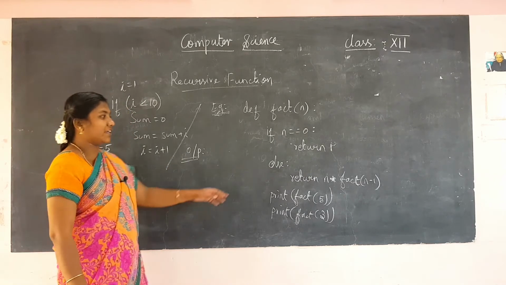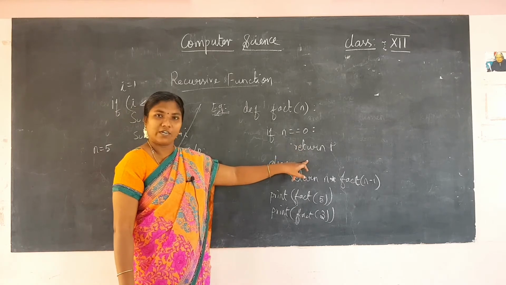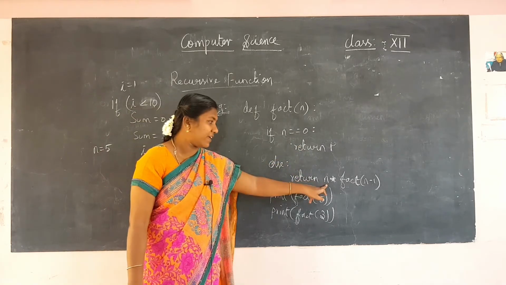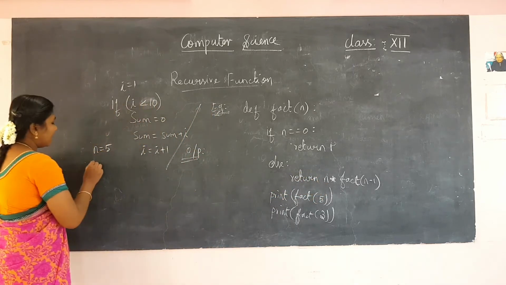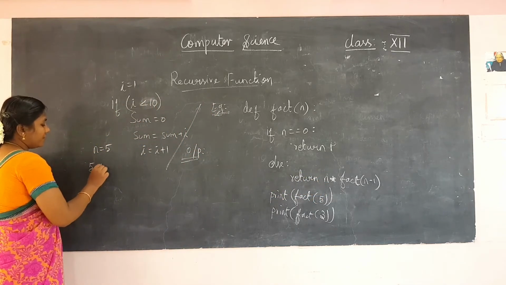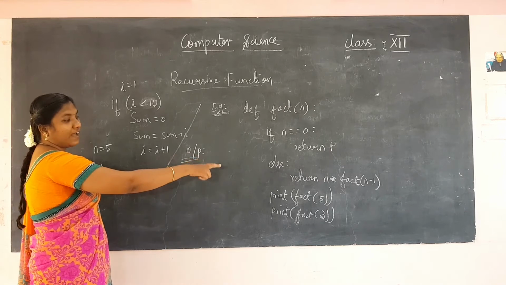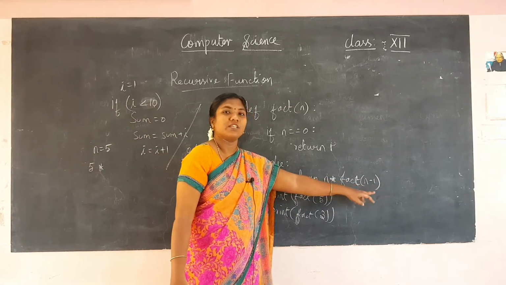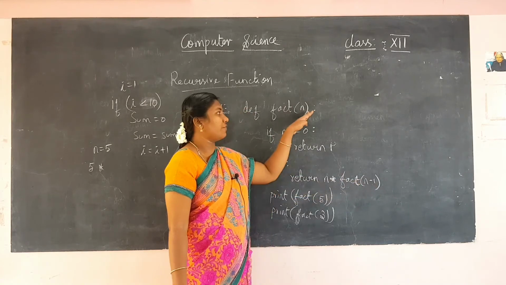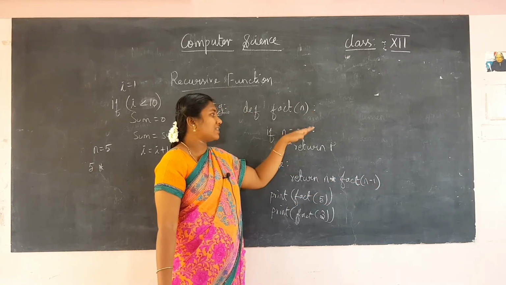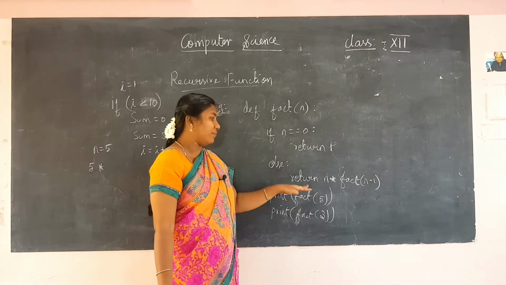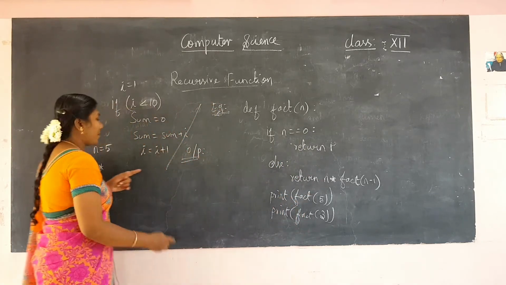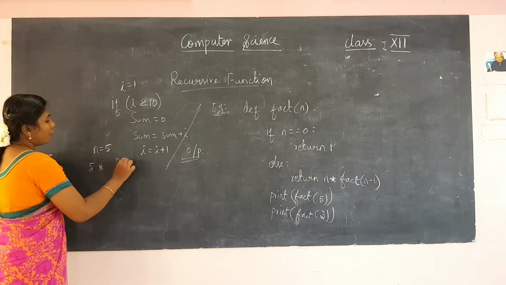So if n is equal to 0, return 1. Here n is not equal to 0, so it will come to the else part. In the else part, what have I given? First n. What is the value of n? 5. So 5 star fact of n minus 1. n minus 1 is 4. Again it will go here. 4 is not equal to 0, so again it will come to the else part. Now what is the value of n? n has the value 4.